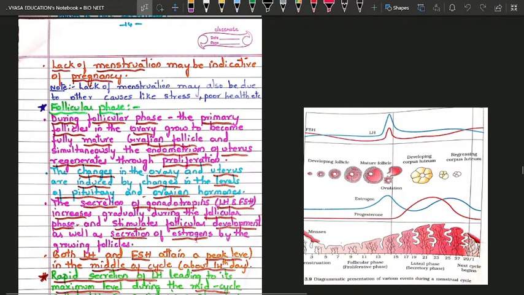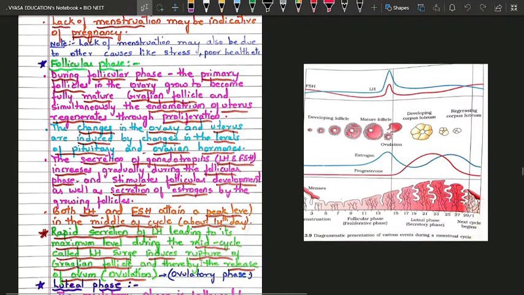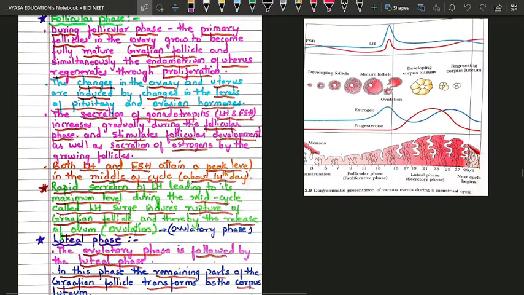So which hormones help? Pituitary and ovarian hormones and secretions of the gonadotrophins, that is LH, luteinizing hormone, and follicle stimulating hormone, both of these take a major role. Both LH and FSH attain a peak level in the middle of the cycle. Why? Because ovulation has to happen on the 14th day. So they attain peak level.